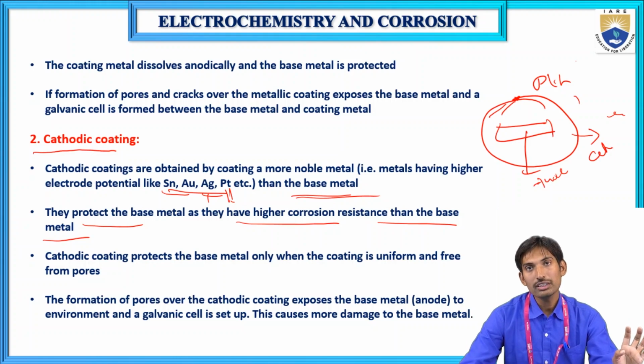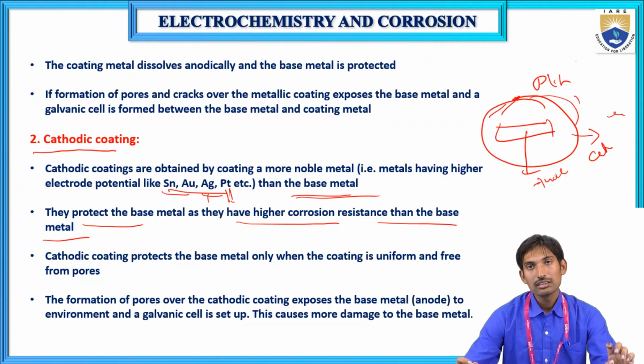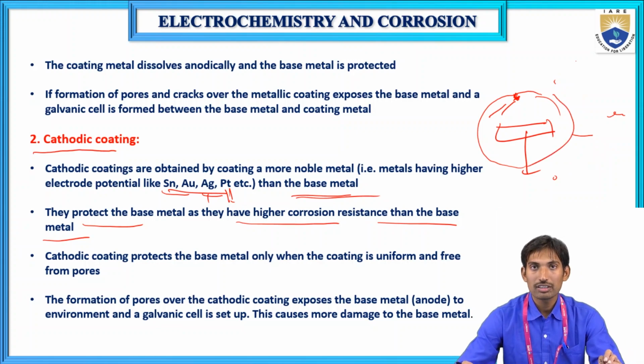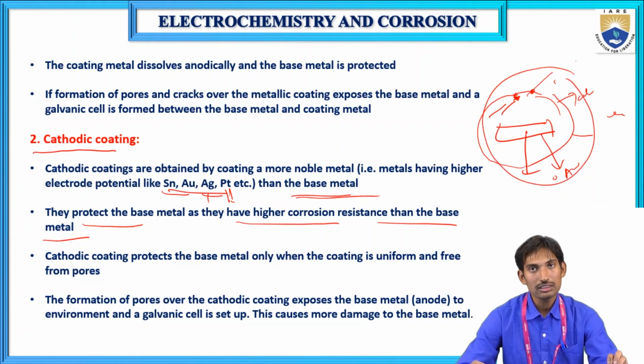But in case of anodic coating, our base metal acts as cathode and the coating metal acts as anode. But in case of cathodic coating, what happens? Our base metal acts as anode and our coating metal acts as cathode. If any pore or cracks are found on this layer, similarly there is a formation of a galvanic cell. This is exposed to moisture. What happens? A galvanic cell is generated.